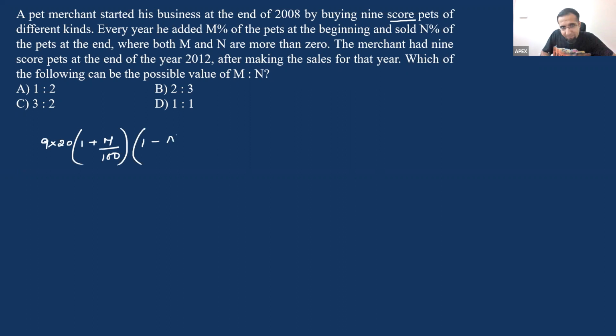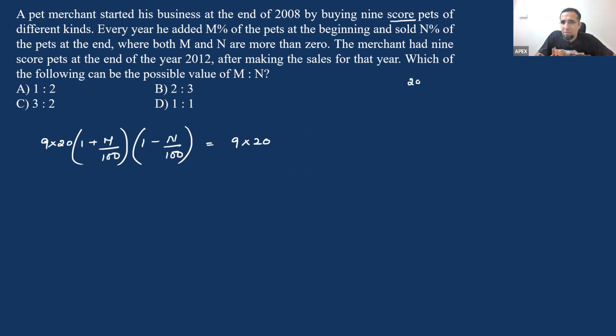And then he sold n percentage of the pets, 1 minus n by 100. Clear? The merchant had 9 score pets, and this is what he did every year. Both m and n are greater than 0. The merchant had 9 score of pets at the end of 2012. So again, at the end of 2012, that means how many such cycles?